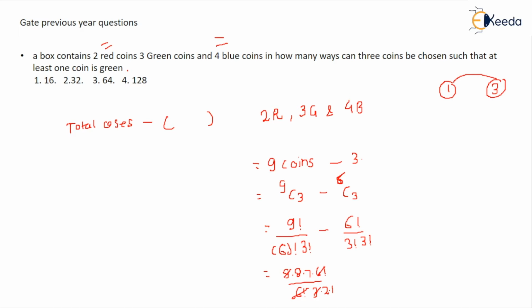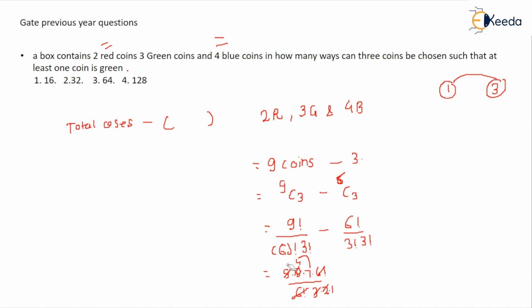This 3 out of this 3 gets cancelled. This comes out to be 3. This 2 can cut this 8. This comes out to be 4. So 3 into 4, that is 12. 12 into 7, that comes out to be 84. So the entire sum of this comes out to be 84.